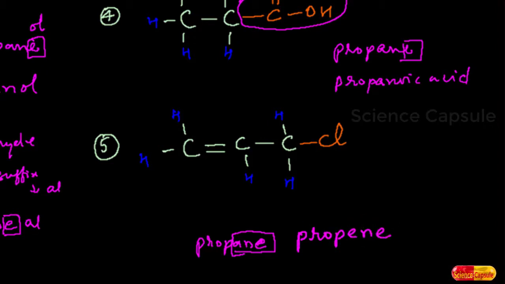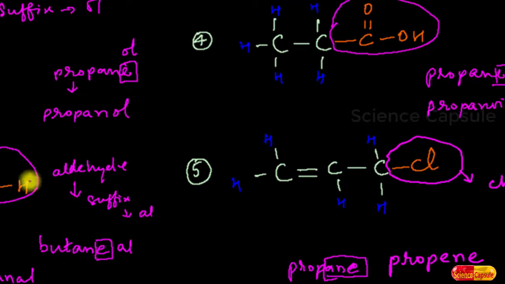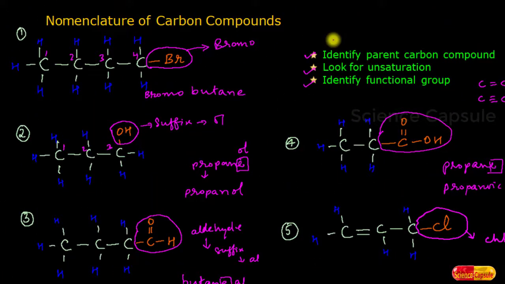Now the third step is again look for the functional group. Here we have chlorine. As far as chlorine is concerned, we are going to use a prefix. So the prefix of chlorine is chloro. So before the name of the compound we have to use it. So the compound would be chloropropene. If you know how to use these 3 steps effectively, then it's very easy. In a fraction of a second you will name a carbon compound.